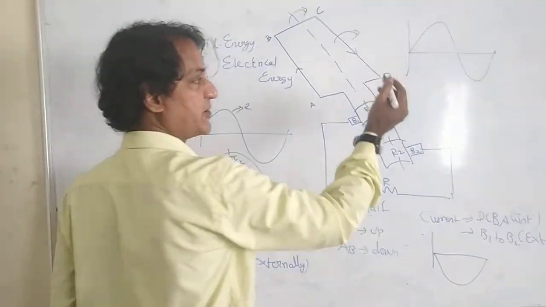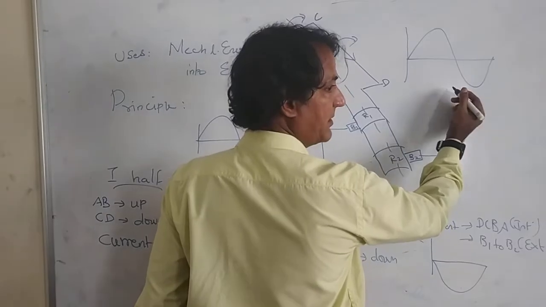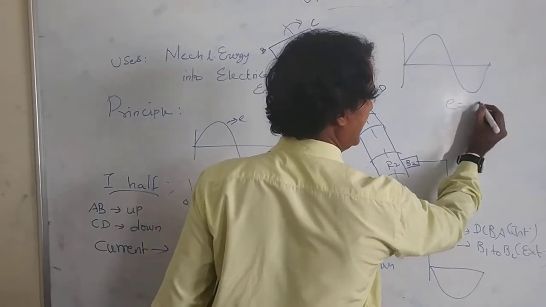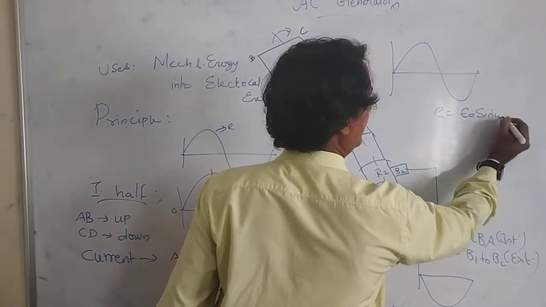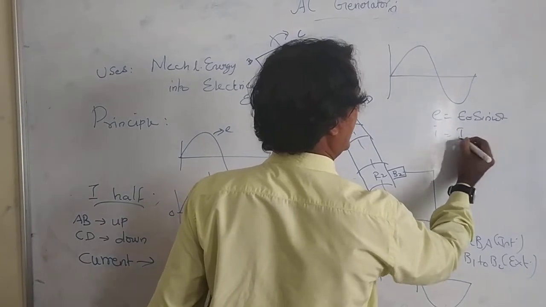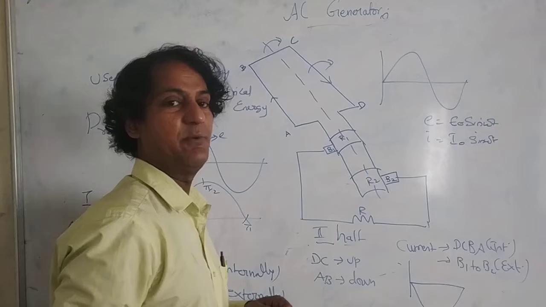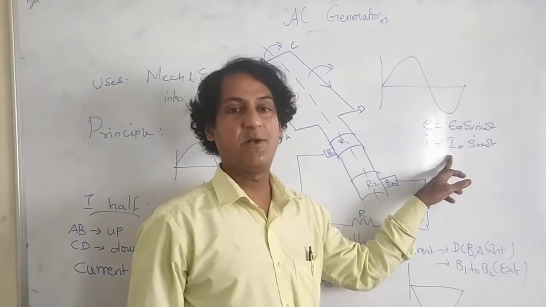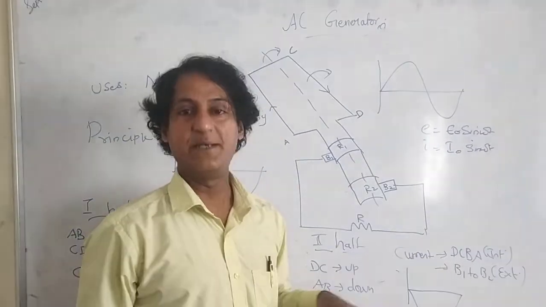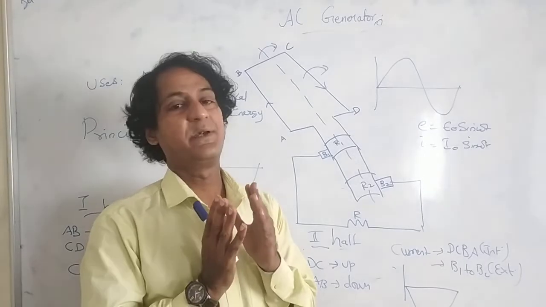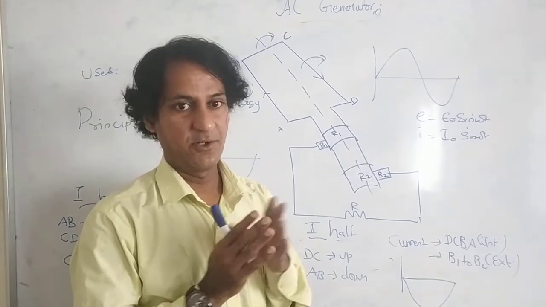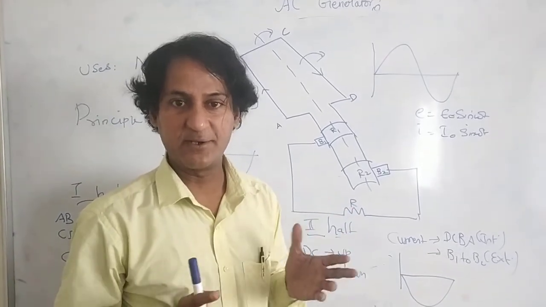So the sinusoidal voltage or sinusoidal current will be E is equal to E naught sin omega t, I is equal to I naught sin omega t, where E naught is the peak value of EMF, I naught is the peak value of current. Here E and I are the instantaneous EMF and current respectively. So I think you must have understood the concept clearly.